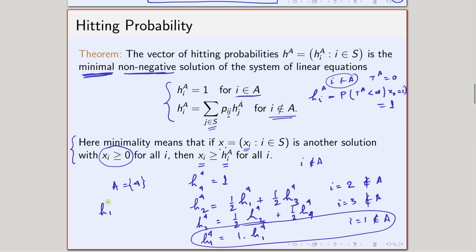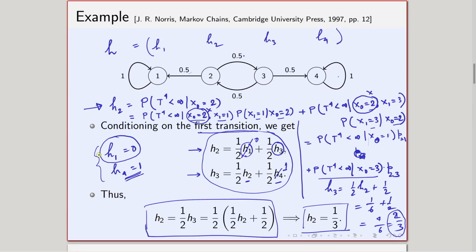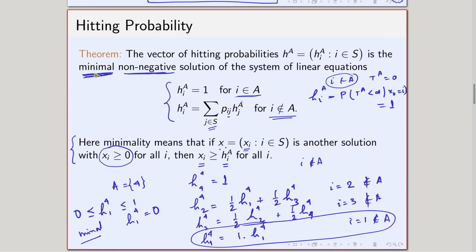Now because H_1^4 is a probability, it has to lie between 0 and 1. Now what is the minimal value? The minimal value is H_1^4 equals 0. That we have actually taken here, from another point of view: if I am in 1, I will never visit 4. From that point of view we took H_1^4 equals 0, but through this minimality also we can reach the same conclusion in this particular case.